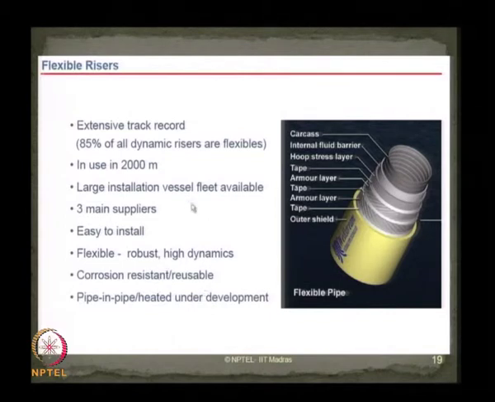At the same time, they can be used for large installation fleet vessels which are now commonly being deployed at a greater depth, more than 2000 meters water depth.